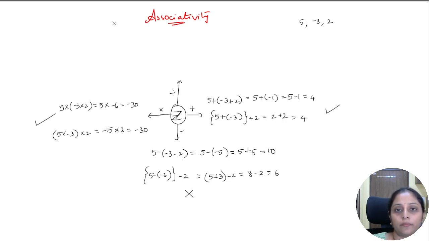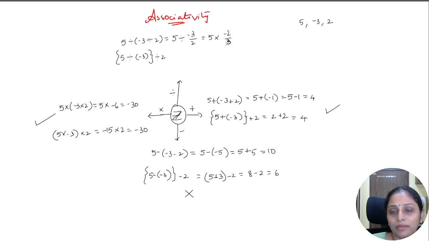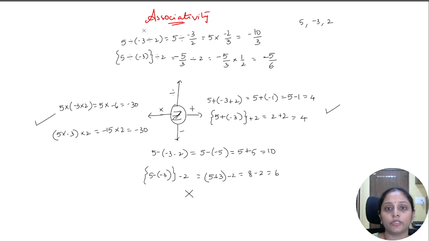Now coming to division. 5 divided by minus 3 divided by 2. Now this is 5 divided by (minus 3 by 2), which is equal to 5 into minus 2 by 3, which is equal to minus 10 by 3, whereas this is (5 by minus 3) divided by 2, which is equal to minus 5 by 3 into 1 by 2, which is equal to minus 5 by 6. You will see that these two are not equal. In fact, they are not even integers. So division is not associative for the set of integers.